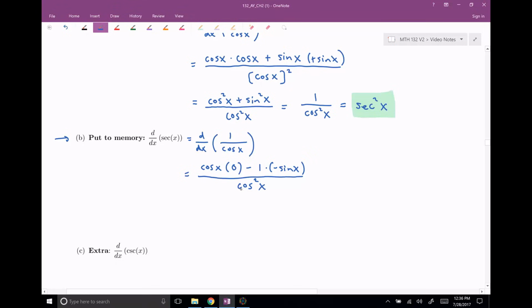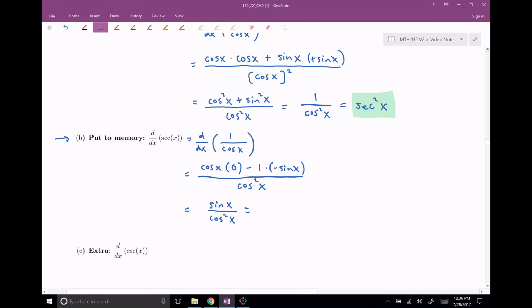I'll just go ahead and write cosine squared x. All right, so 0 times anything is 0. And then we have this negative and this negative, so that's going to be positive sine of x over cosine squared x. And this right here is personally how I would probably leave it.